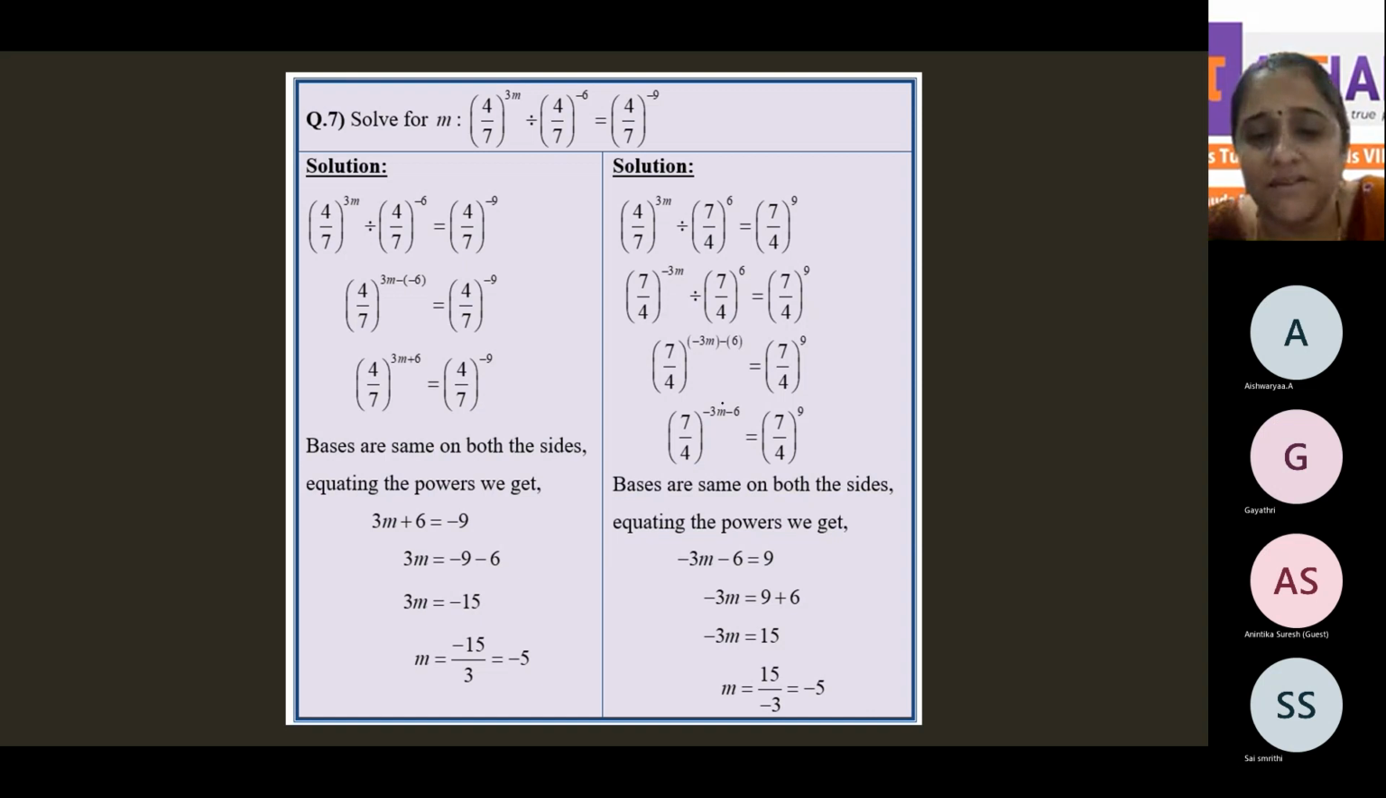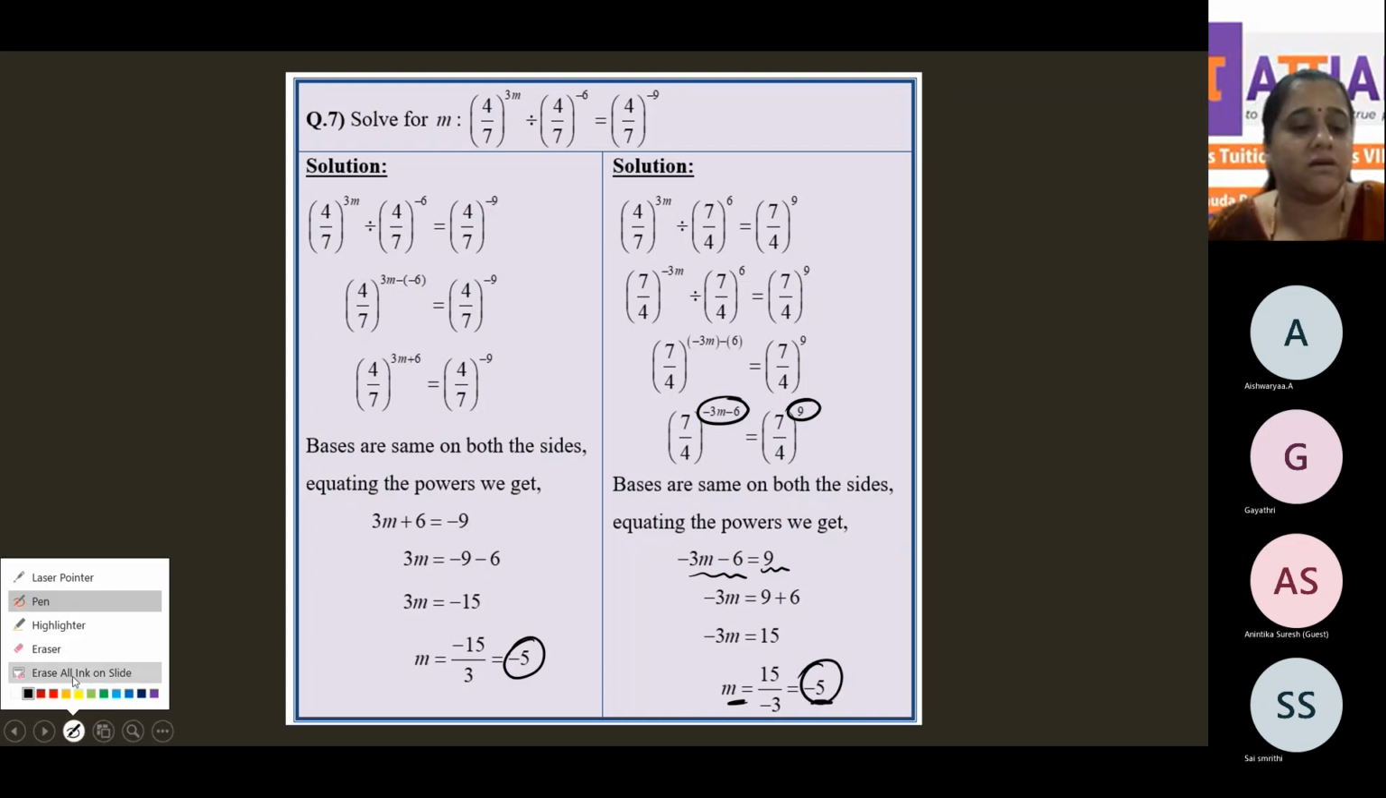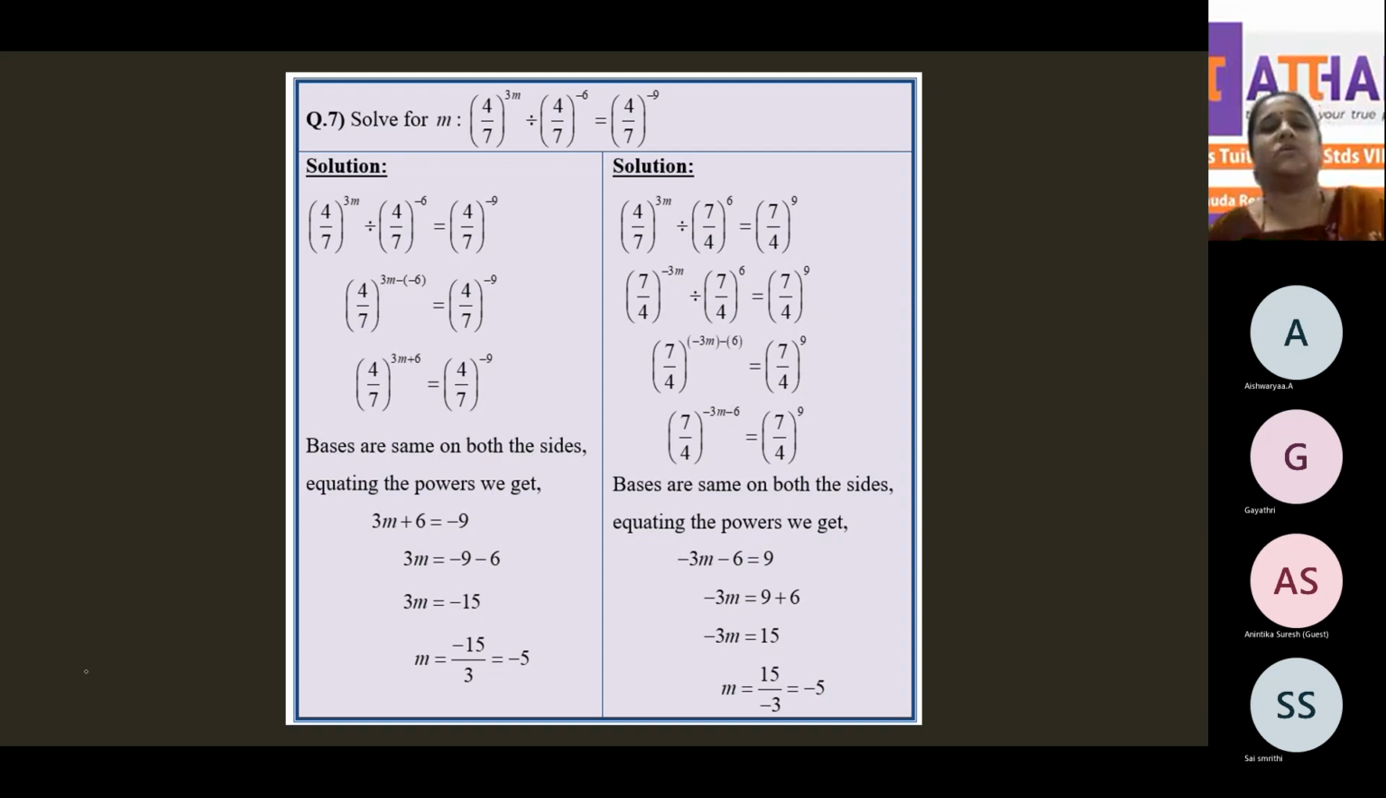So what do you get? Minus 3m minus 6 is equal to 9. And on solving this, you get m is equal to minus 5. So you see that the value of m should be the same. So if you're working it using the rules correctly, you will get the same answer, however you do it.